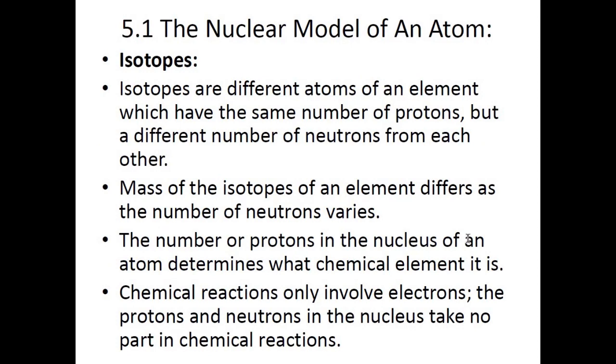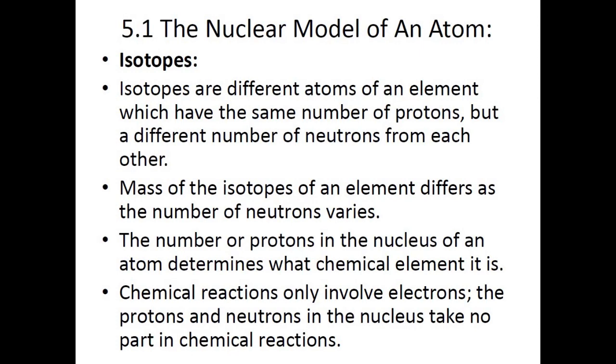Isotopes. Isotopes are different atoms of an element that have the same number of protons, or the same atomic number, but they have a different number of neutrons in their nucleus, hence their mass number would be different. The mass of isotopes of an element would differ as the number of neutrons varies, so there would be a difference in mass number. The number of protons in the nucleus of an atom determines what chemical element it is, and since these atoms contain the same number of protons, they are given the same place in the periodic table.